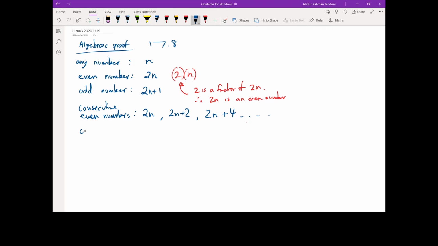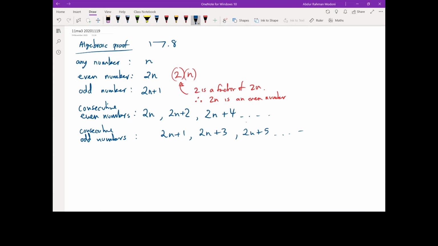We can also do consecutive odd numbers. Same idea, you start off with one of the odd numbers. Let's start off with 2n plus 1. What would be the next one? Yeah, add another 2 to it. If you add 2 to this, it gets you 2n plus 3, because 1 add 2 gets you the 3, yeah? And then 2n plus 5. You get the idea, dot, dot, dot. You can have ones before it as well. What would be the one before 2n plus 1? Yeah, if you take away 2 from it, you get 2n minus 1.